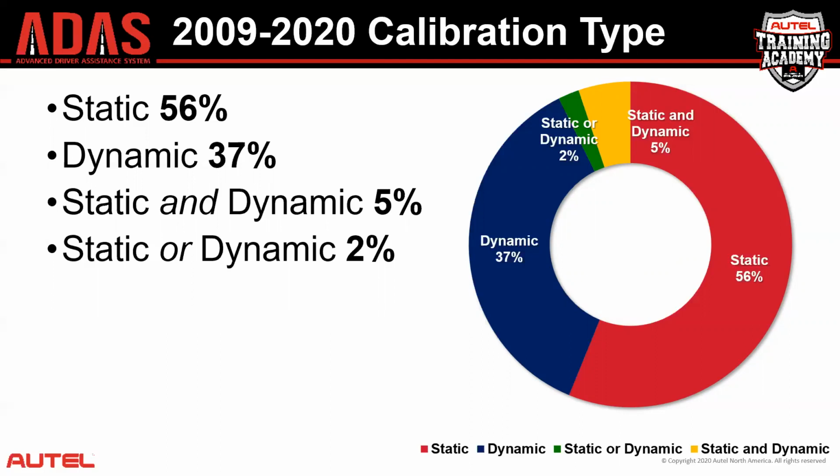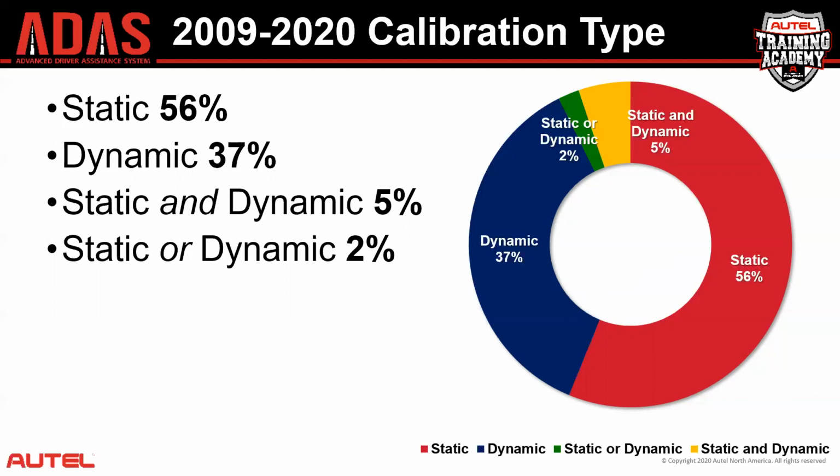Right now, of vehicles between 2009 and 2020, 56% are statically calibrated. 37% are dynamic. There's 5% that are both static and dynamic. And there's a minority, 2%, that actually give you a choice between static or dynamic. Static is always the preferred method, and dynamic is either when you can't perform a static or you want to fine-tune the calibration afterwards.